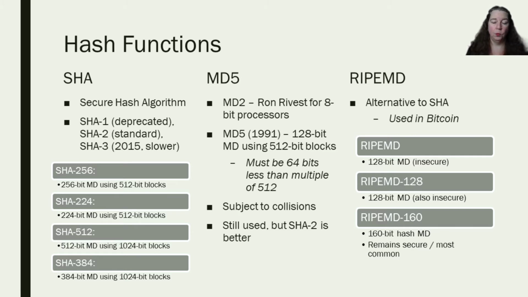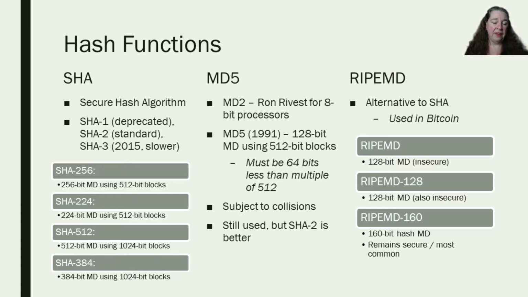We always do powers of 2. So a power of 2 is 512, and a power of 2 is 1024. So 2 to the 9th and 2 to the 10th. So our SHA hash functions will create either a 256, 224, 512, or 384 message digest, and that is the size. Remember, the output size is always the same. Input size is anything you want it to be.